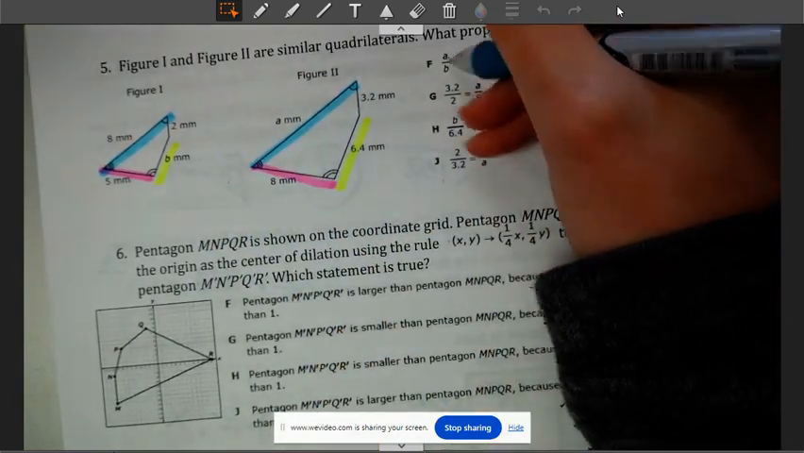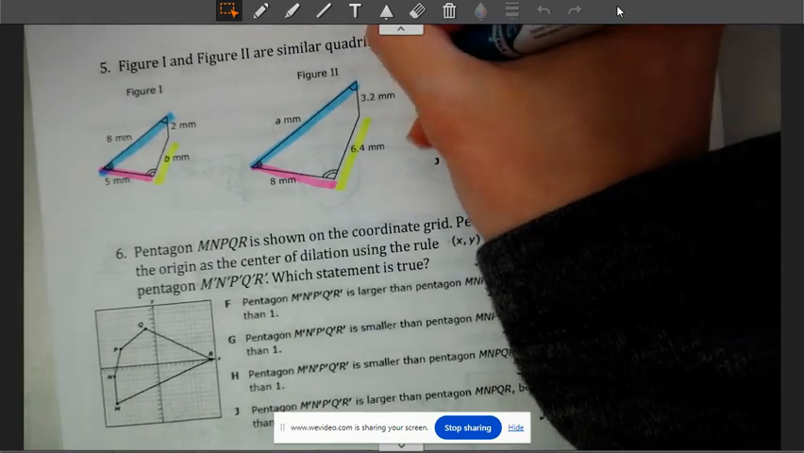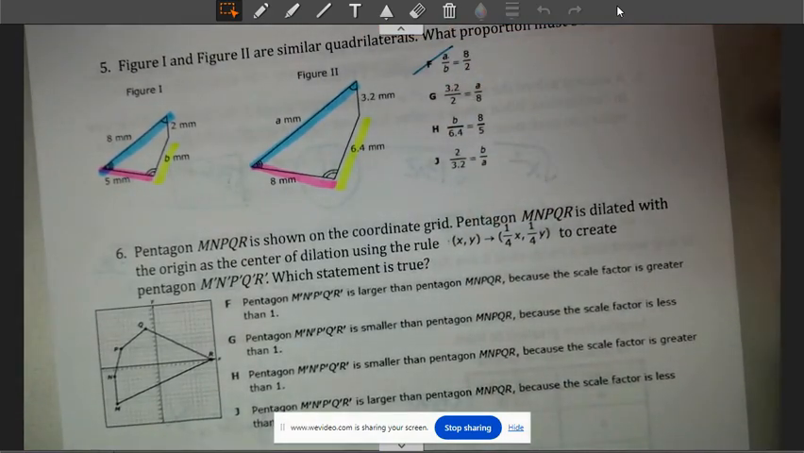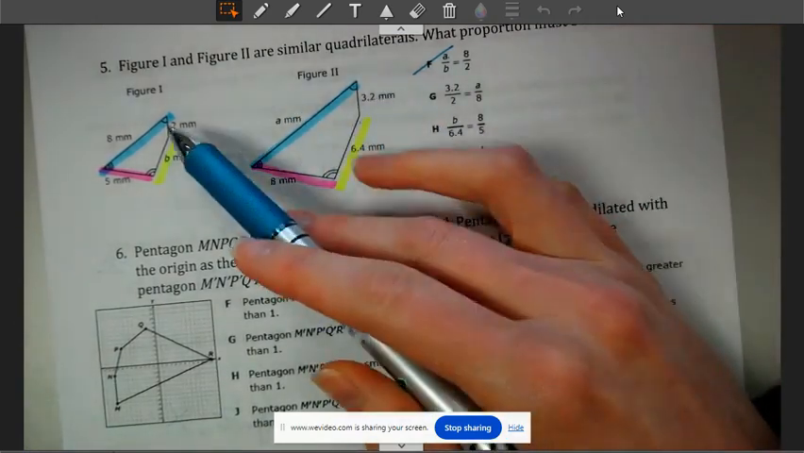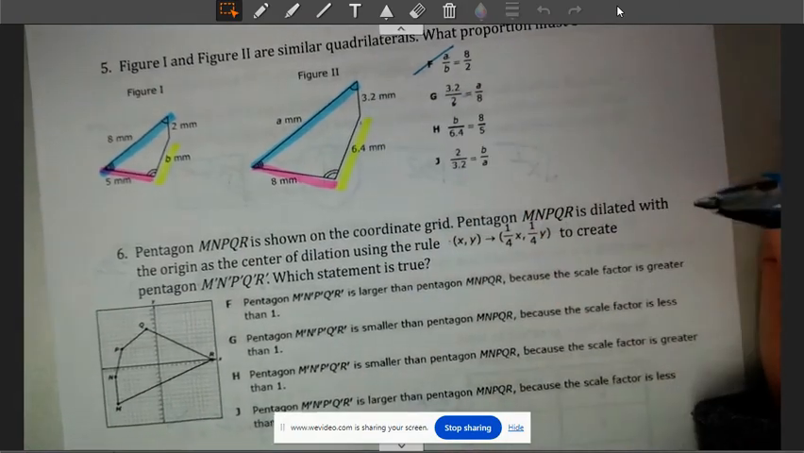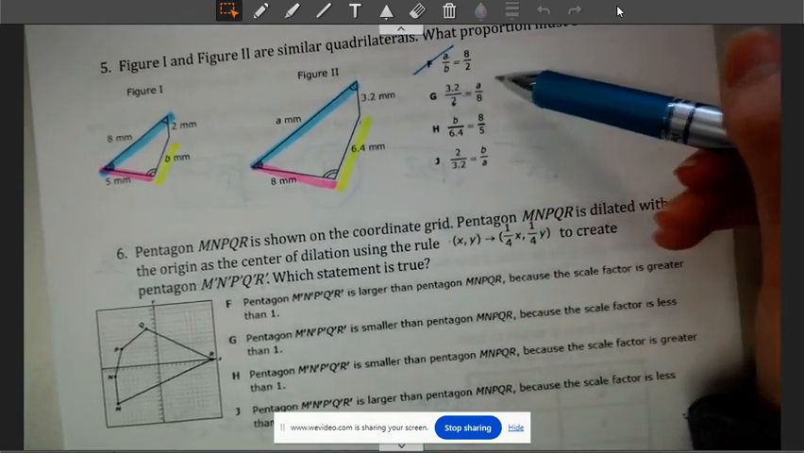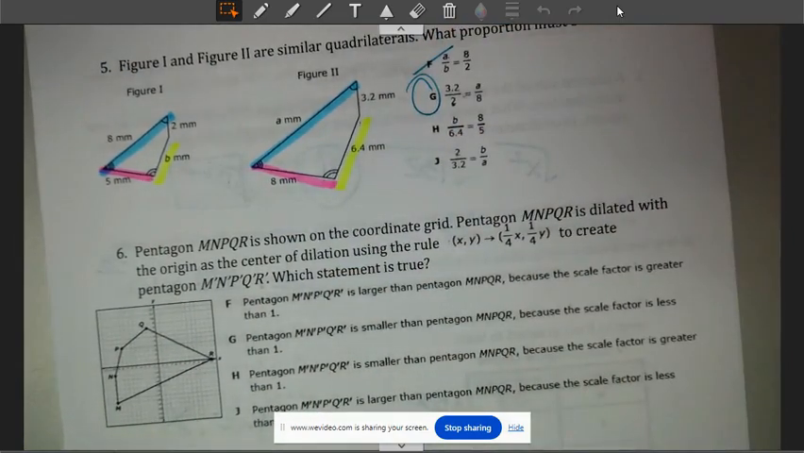So if the first half of the proportion is figure 2, the bottom half should also be figure 2. So B doesn't make any sense, or F doesn't make any sense. So 3.2 is the side that I didn't highlight. It matches with the 2. Yep, that's correct. A is on the same quadrilateral as the 3.2, so that's good on the top. And A matched with 8. G is a perfect answer.